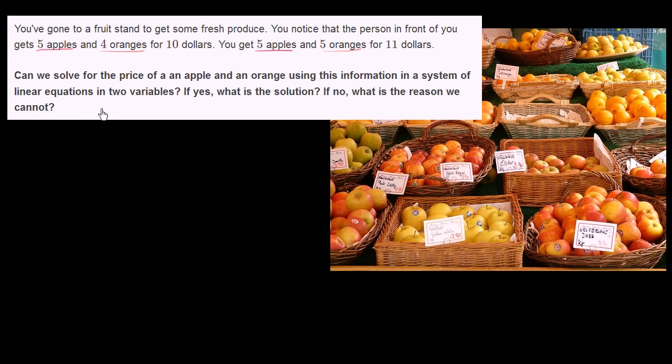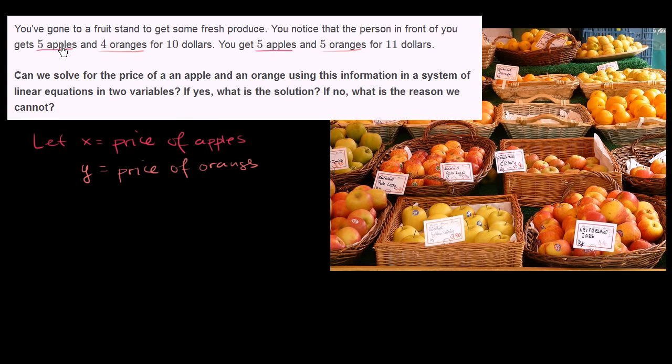So we're trying to figure out the price of an apple and the price of an orange. So I would use A for apple, but I don't like using O for orange because O looks too much like a 0. So I'll just say X for apples. Let's let X equal the price of apples. And let's let Y equal the price of oranges. So let's describe what happened to the person in line in front of us.